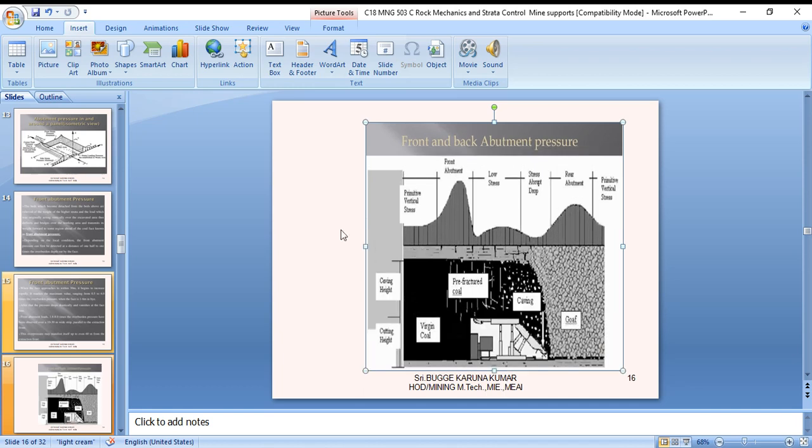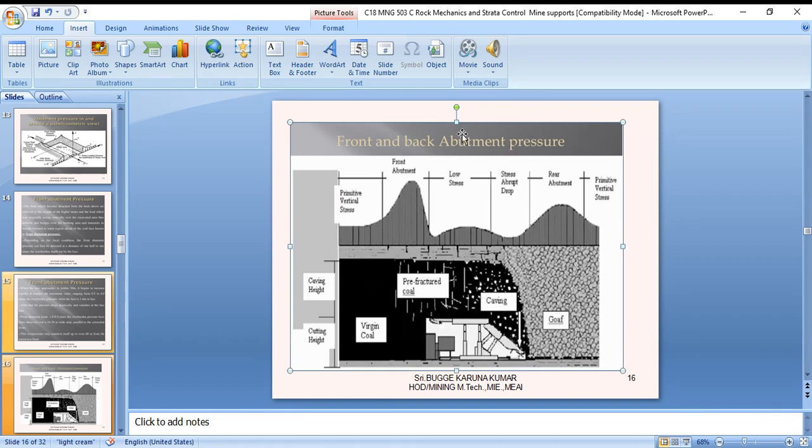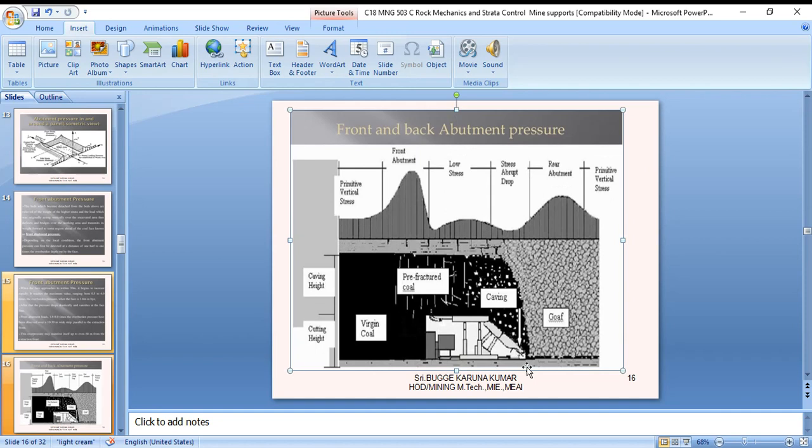For a particular longwall movement: critical vertical stress, abutment and low stress, stress adapter drop, rear abutment, and primitive vertical stresses, caving, pre-fracture core and virgin core, caving height and cutting.